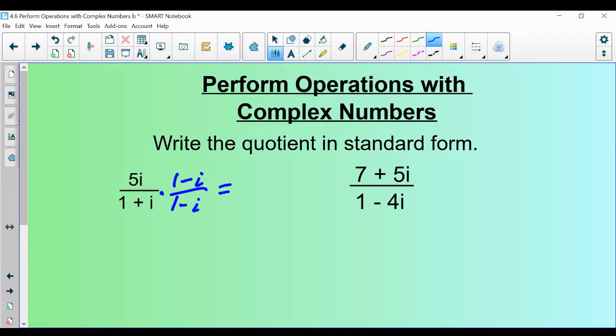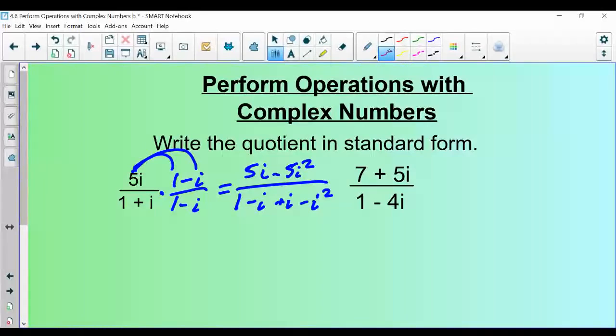Just like we had to do in the last slide, we're going to need to multiply 5i times both of these. 5i times 1 would be 5i, and 5i times negative i would be minus 5i squared. As for the denominator, we are going to have to FOIL this. 1 times 1 is just 1. 1 times negative i would just be minus i. 1 times positive i would just be plus i. And then i times negative i would be minus i squared.